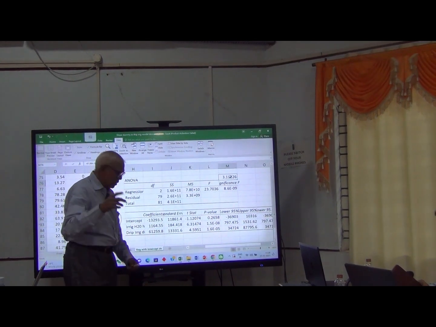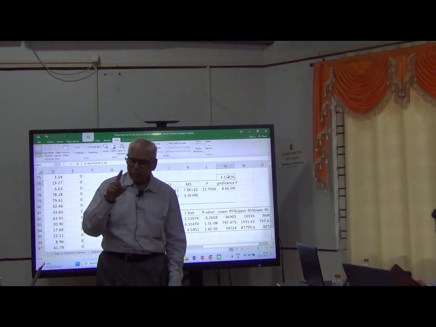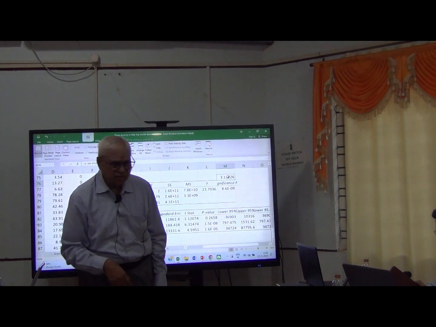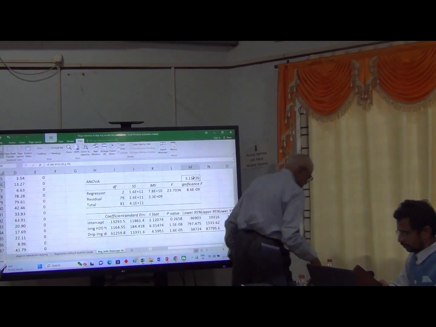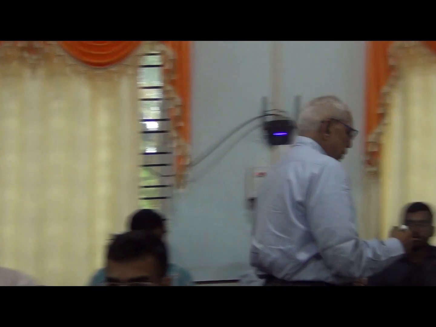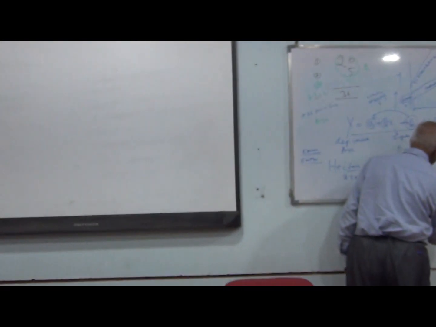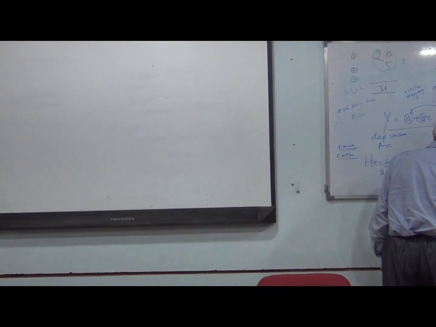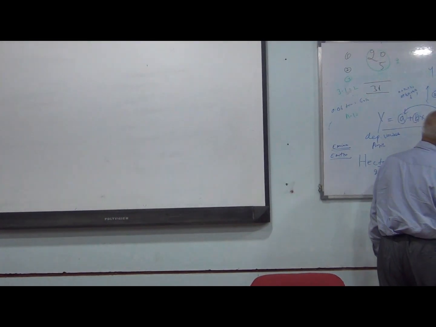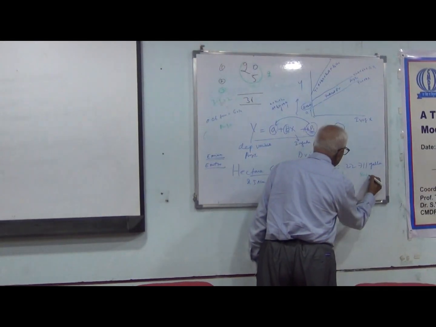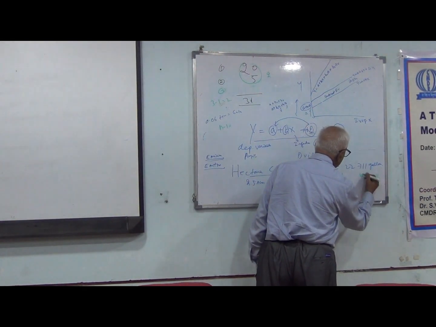You see here, please write n minus k plus k minus 1 is equal to n minus 1. See? Total is n minus 1. Okay? Regression is k minus 1. Residual is n minus k. So you see, k minus 1 plus n minus k is equal to n minus 1.